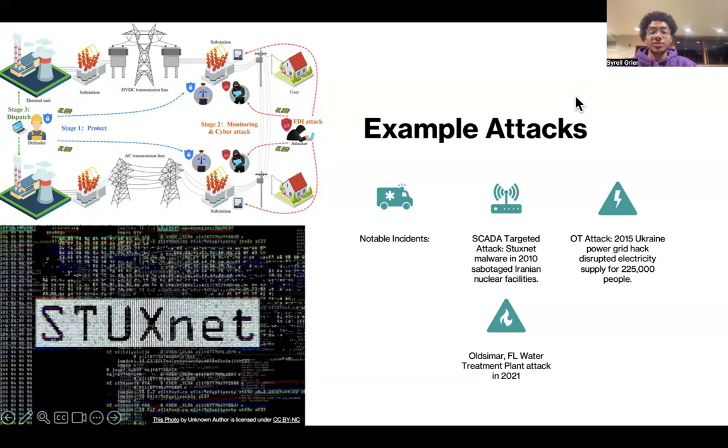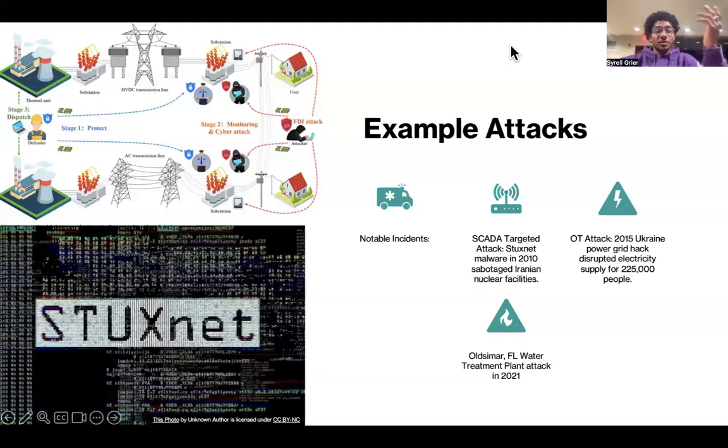And then the last infamous one is the Oldsmar, Florida water treatment plant attack, which occurred in 2021, where a group of malicious actors got control of a remote system and attempted to change the sodium hydroxide level in this city's water treatment from 100 parts per million to 11,100 parts per million, which would have been deadly for the people drinking the water. But luckily, the plant operator saw this immediately and changed the values back to their normal values before the water supply was affected.